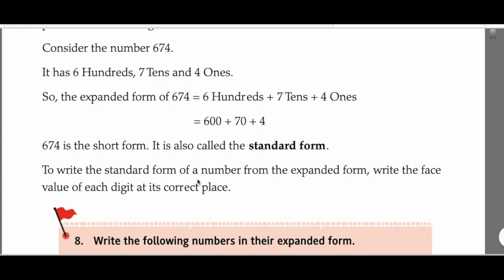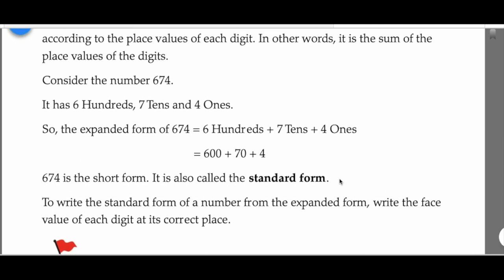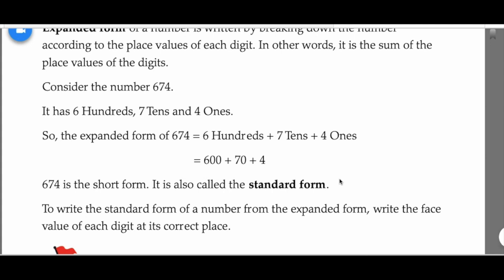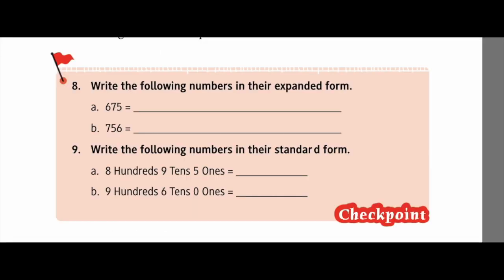To write the standard form of a number from the expanded form, write the face value of each digit at its correct place. Yes, yesterday we saw place value and face value. Place value is writing the value of the numbers where the digit is. Face value of a digit is the same as the digit itself. So 674 remains short form and it is a kind of face value. An expanded form is a kind of place value where you expand the numbers and write the values of each number.